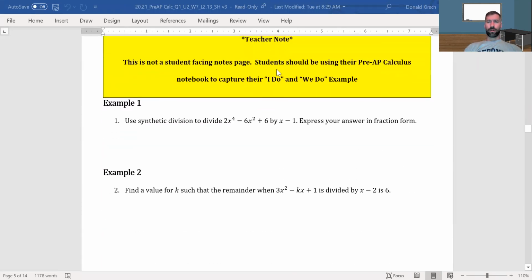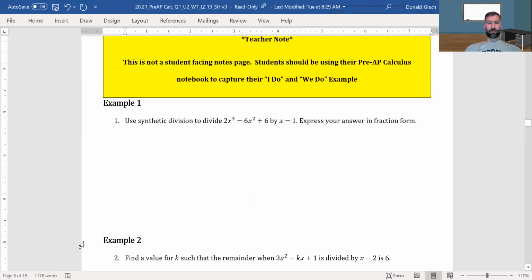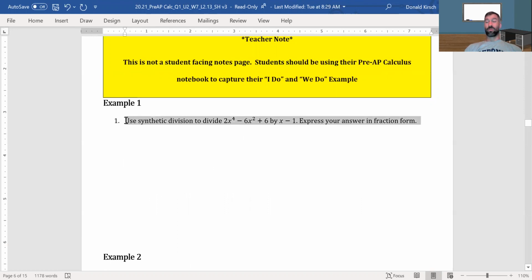We're going to do example 1 right here. Let me get example 2 down a little bit more. Clear up some space. There we go. Example 1 in your notes. Take 1 minute. Make sure that you have example 1 written in your notes.